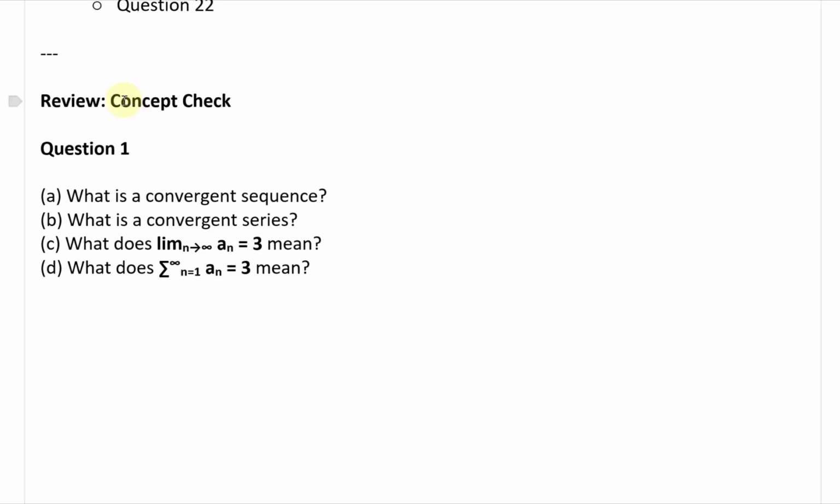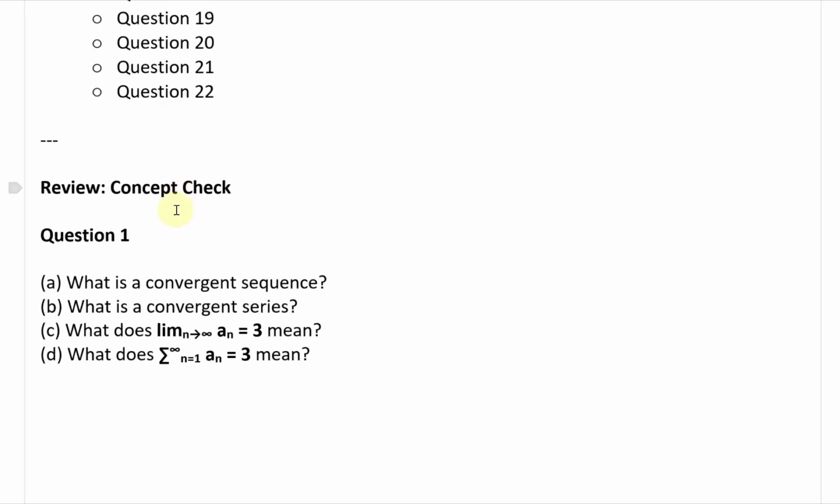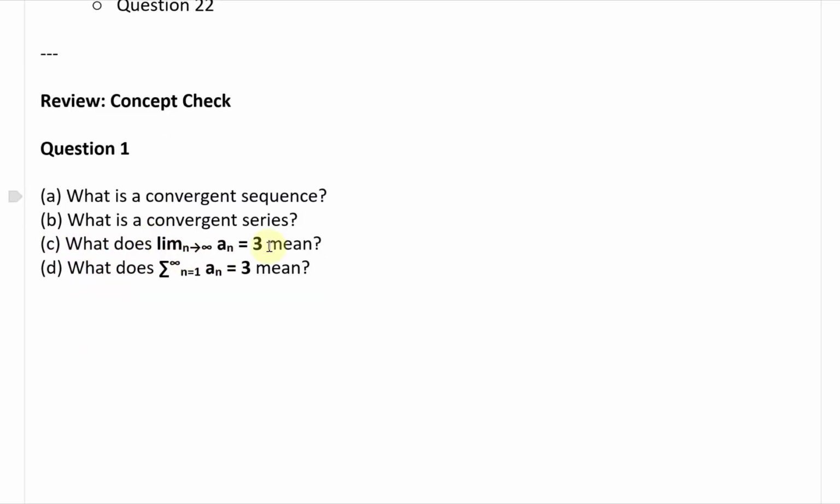So let's take a look now at review concept check. Alright, so question one has 4 parts. A: What is a convergent sequence? And then B: What is a convergent series? Notice the difference, sequence and series.